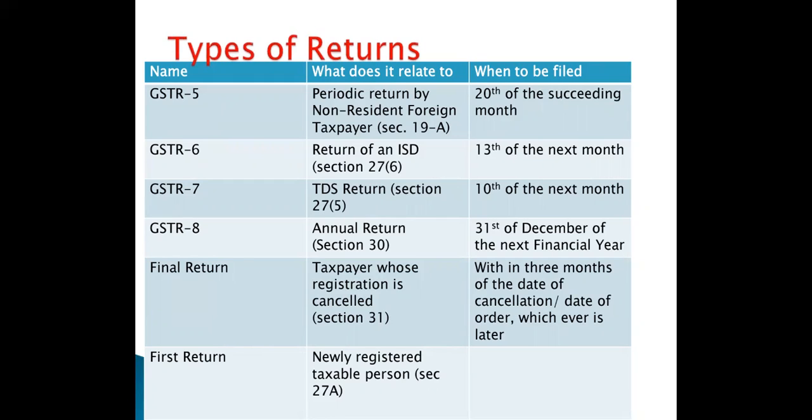For taxpayers whose registration is cancelled, they can apply for the final return within 3 months of the date of cancellation or the date of order, whichever is later. So they can apply for the final return. The first return is for newly registered persons who have recently registered for the tax.